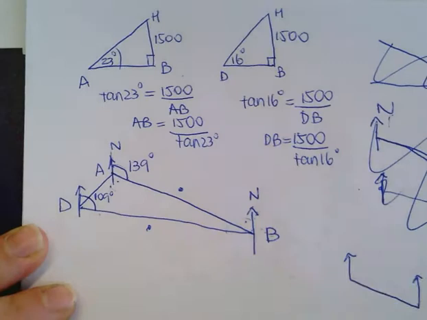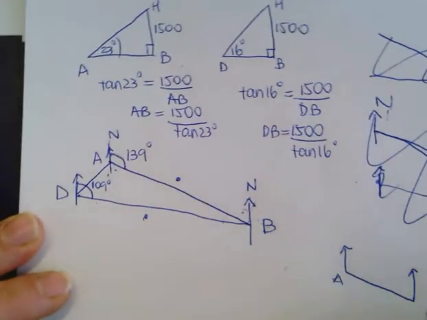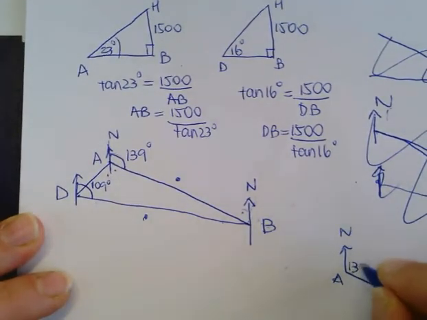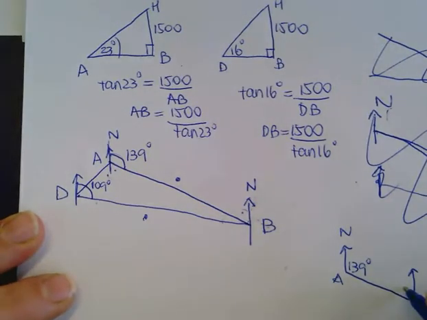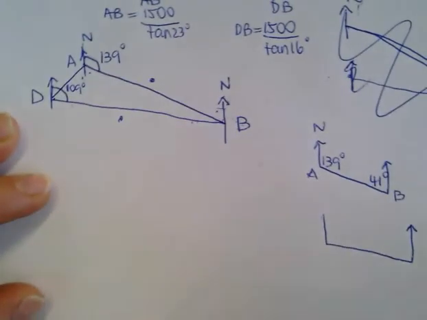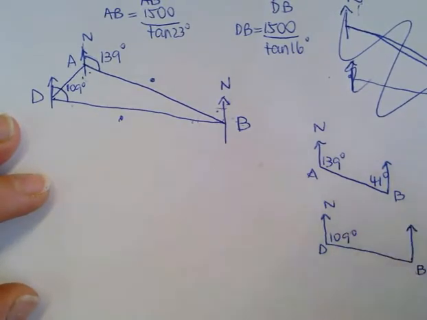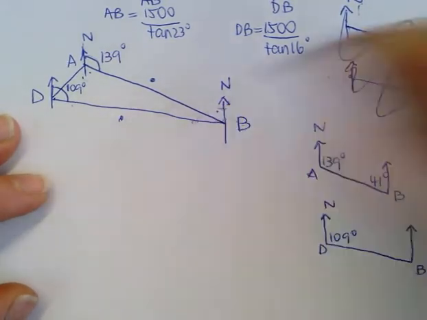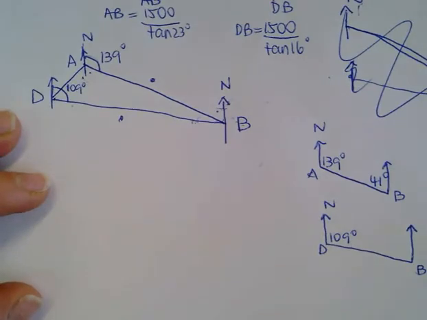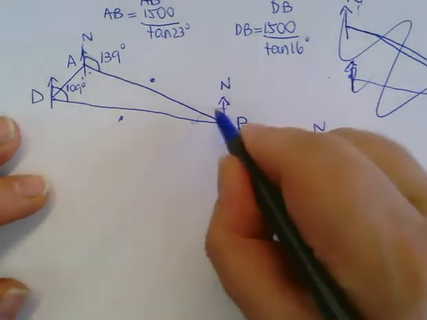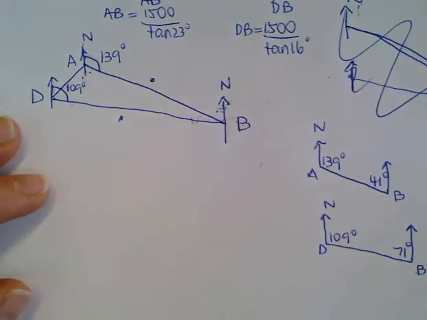This is what I've got. Look. I've got A here, I've got B here, I've got north, I've got 139. Isn't this 180 minus 139, which is 41? So that whole thing is 41. But then let's just look down here as well. I've got DB, that's north, and that's north. This is 109. So tell me what this whole thing is. 71. Co-interior angles add up to 180. So that's 71. So this is what I've got, 71 and 41.